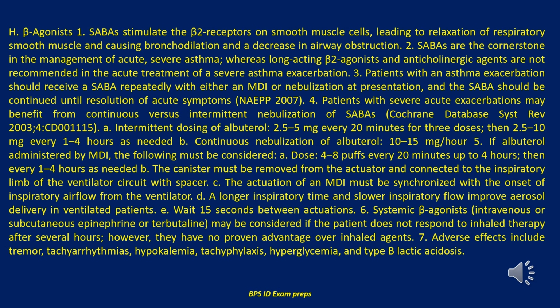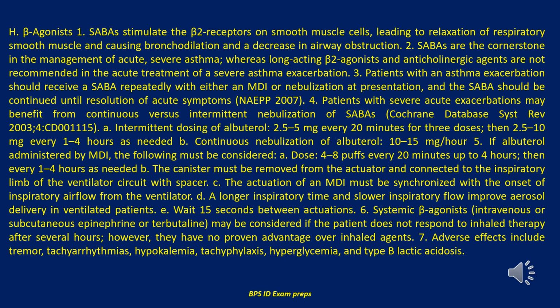3. Patients with an asthma exacerbation should receive a short-acting beta agonist repeatedly with either an MDI or nebulization at presentation, and the short-acting beta agonists should be continued until resolution of acute symptoms, published in NAEPP in 2007. 4. Patients with severe acute exacerbations may benefit from continuous versus intermittent nebulization of short-acting beta agonists, published in Cochrane database SystRev in 2003. A. Intermittent dosing of albuterol entails administering 2.5 to 5 mg every 20 minutes for 3 doses, then 2.5 to 10 mg every 1 to 4 hours as needed. B. Continuous nebulization of albuterol entails administering 10 to 15 mg per hour.